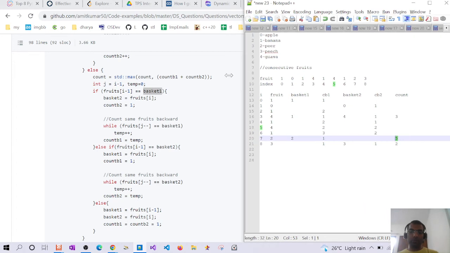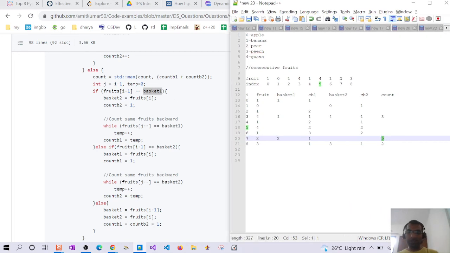So in this situation, we have 0, 1, 0 and we have a new fruit 4. Now in this case, we are just checking whether the i minus 1 fruit, the one where I have my mouse pointer, exists in basket 1. At index 3 in basket 1 it was there, right? So in that case, we are changing basket 2. We are not changing basket 1 because we already have a fruit in it, right? So we are changing basket 2 and we are making basket 2 count as 1. So we have set this state.